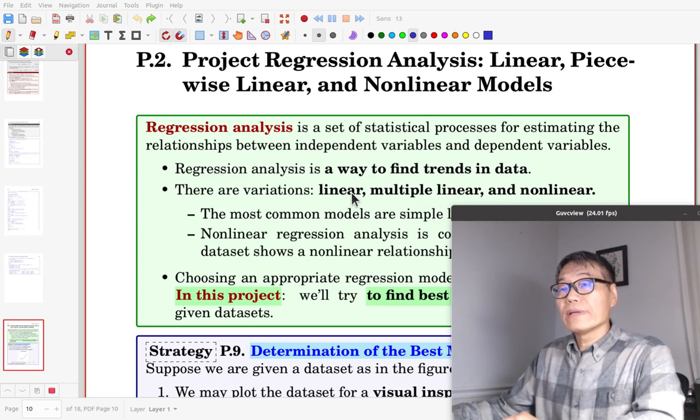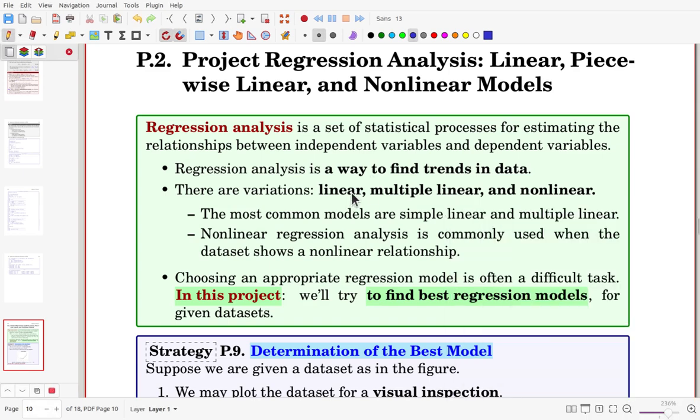There are variations: linear, multiple linear, and nonlinear. The most common models are simple linear and multiple linear. Choosing an appropriate regression model is often a difficult task. In this project, you will try to find the best regression models for given data sets.